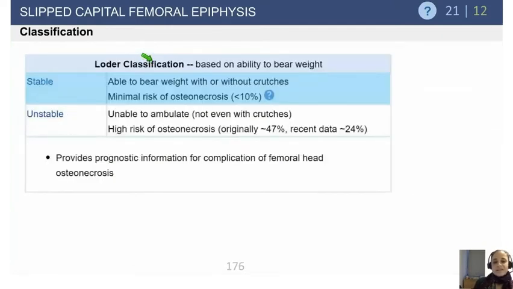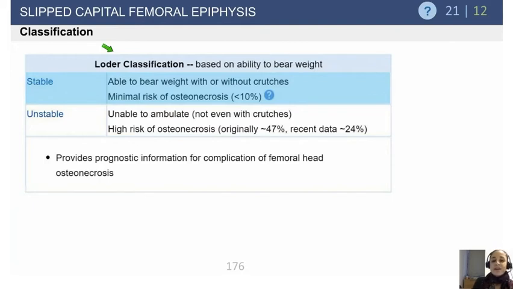So this leads us into the discussion of the Loder classification. This classification indicates whether a slip is stable or unstable. Stable slips, you can bear weight with or without crutches. And these patients have a minimal risk of avascular necrosis. In some series, 0%, and somewhere around 5 to 10%. Unstable slips are patients who are unable to ambulate, not even with crutches.